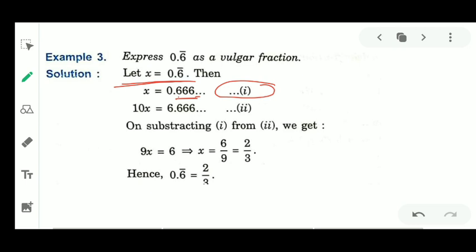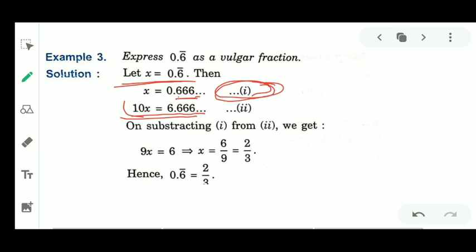That's why you have to multiply the equation by 10. If two digits repeat, then you have to multiply the equation by 100. As here one digit repeats, I multiply equation 1 by 10. When I multiply equation 1 by 10, I get 10x equal to 6.666.